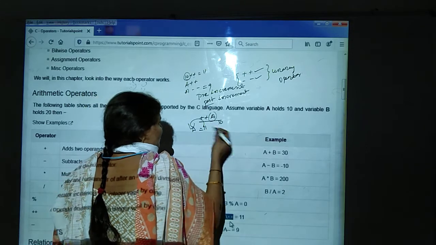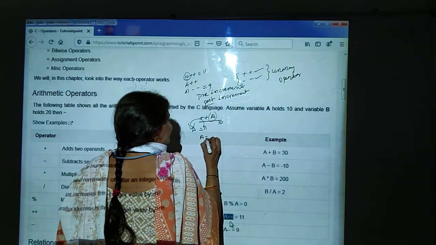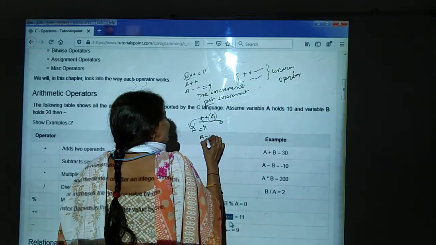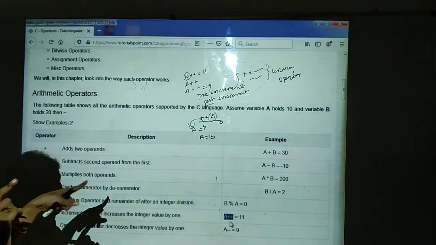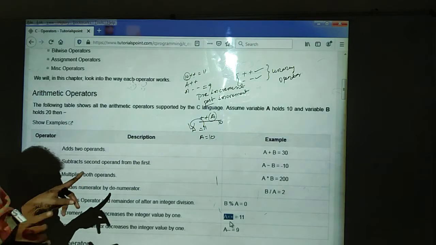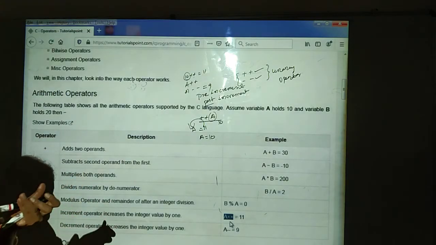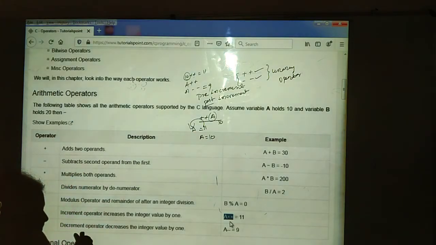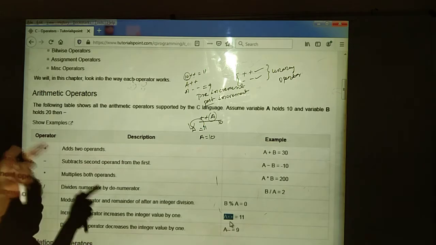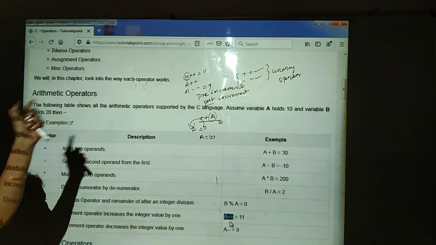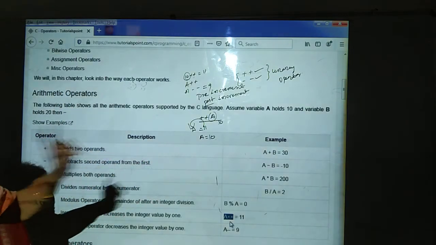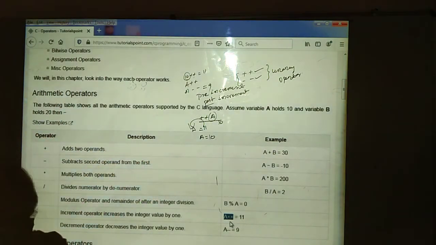Post-increment means first the value will be assigned to the variable. After that the increment operation will be performed. That is the difference between pre-increment and post-increment. In pre-increment, first the value will be incremented, after that the value will be assigned to the variable. In post-increment, first the value will be assigned to the variable, after that the increment operation will be performed.